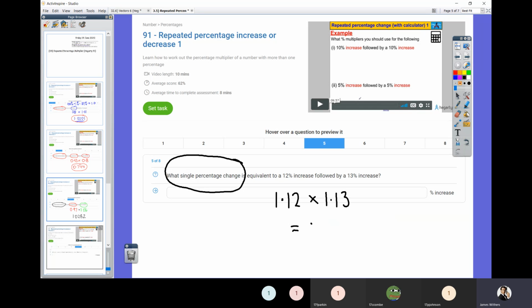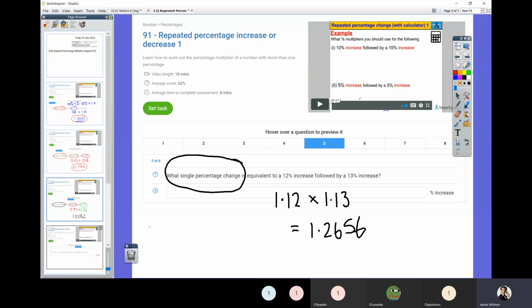And we get 1.2656. Now, please pay attention at this point. If they're asking for the single decimal multiplier, your answer would be 1.2656. But they're not. They're asking for the percentage change.